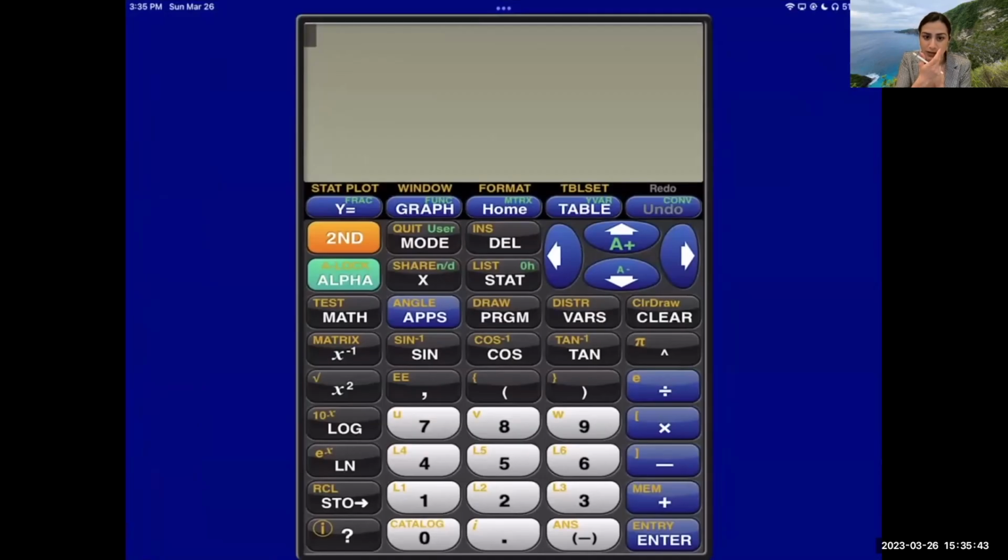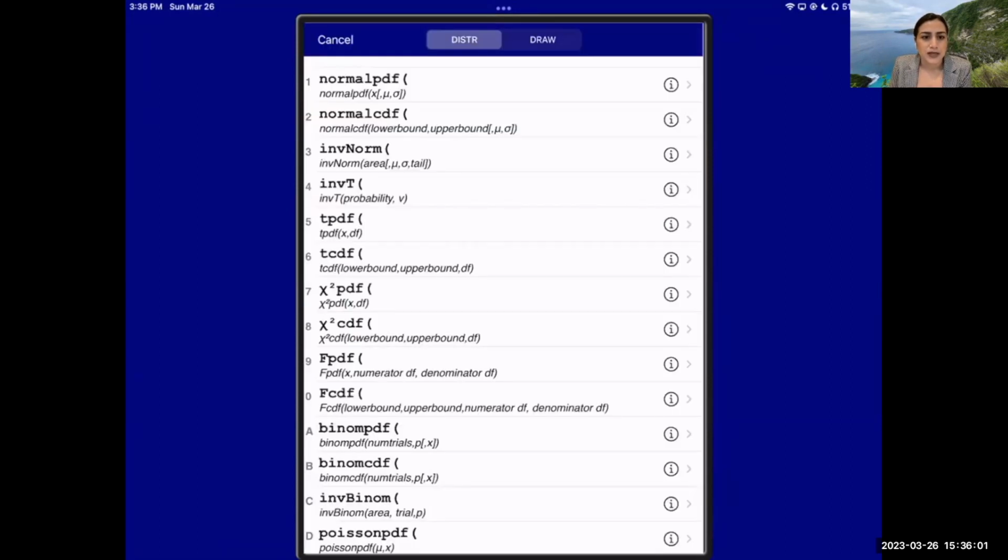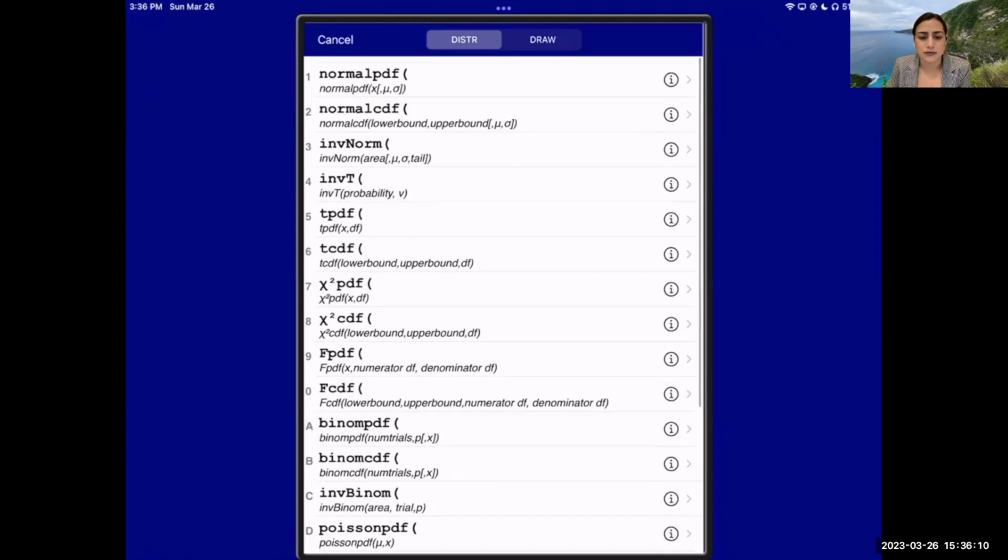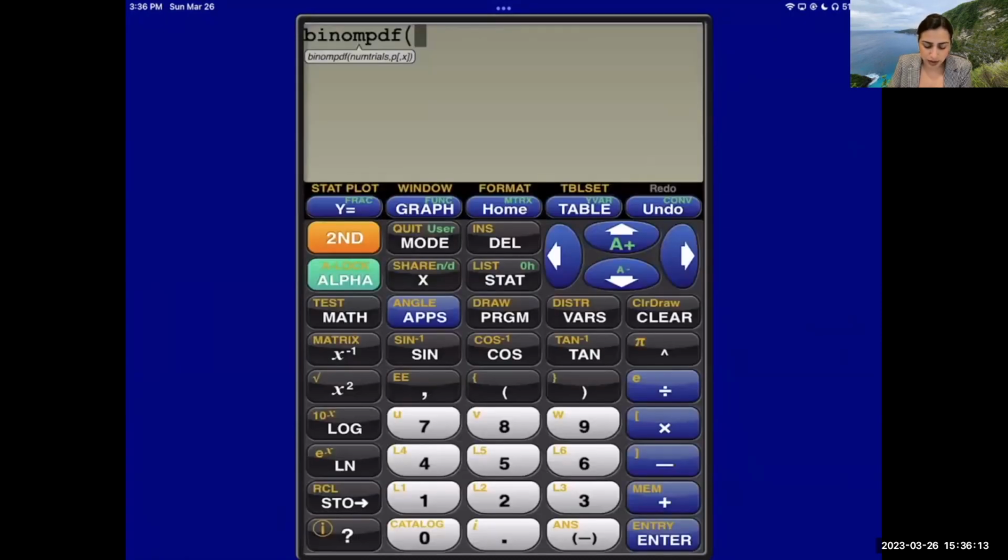I have my graph in calc. This is the same calculator as TI-83 and above. All right, so we're going to hit second. We're going to hit vars. And notice that we have normal PDF, we have normal CDF, and then at the very bottom right here, we have binomial PDF. I'm going to go ahead and click that one. We're going to enter the number of trials, my probability of success, in this case the probability of being defective, and then the last thing is the number of successes.